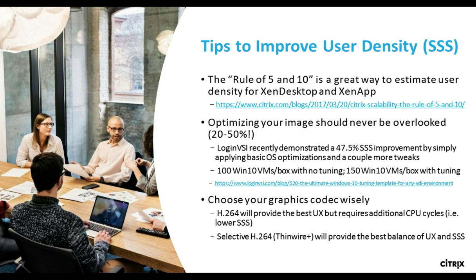Since most XenDesktop and XenApp workloads are CPU-bound these days, simply take the number of physical cores in the box and multiply by 5 or 10. And that will produce a number that can be used to easily estimate single server scalability for XenDesktop and XenApp workloads respectively. So if you have a blade with dual processors and 14 cores in each proc, that means you have a total of 28 physical cores in the box.